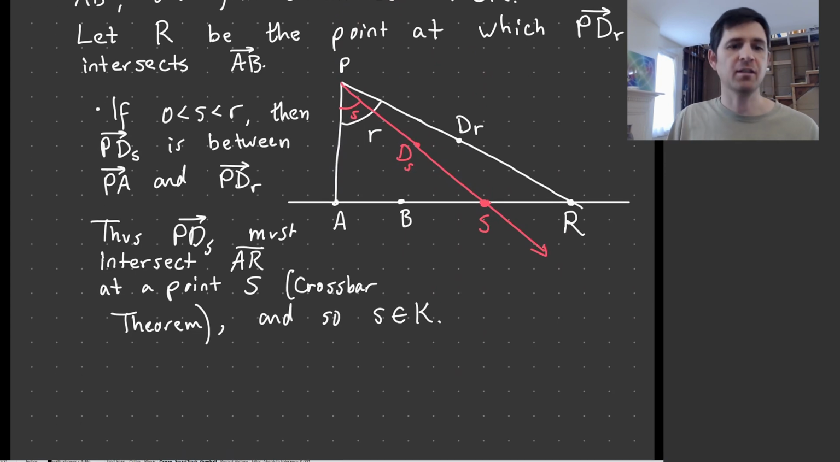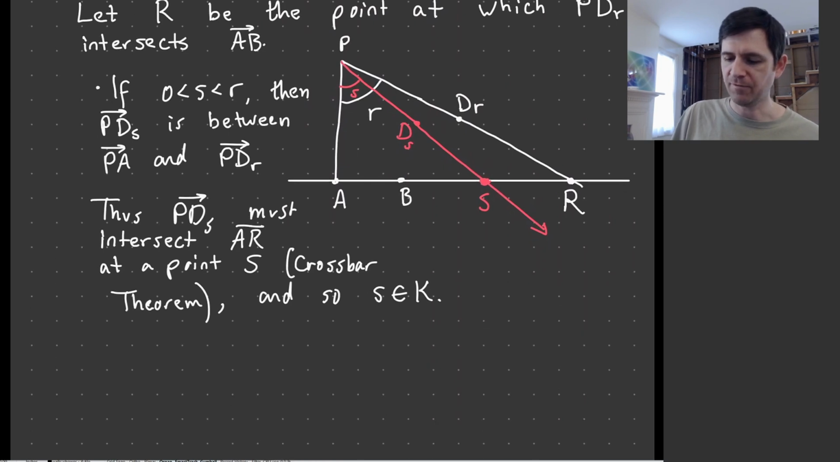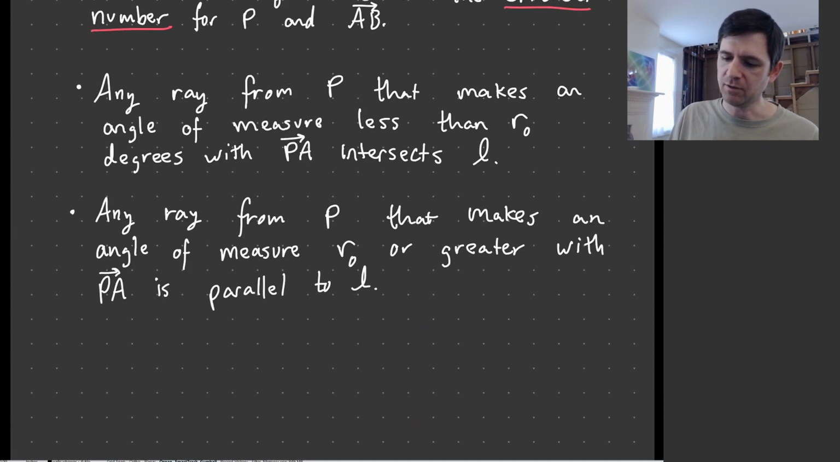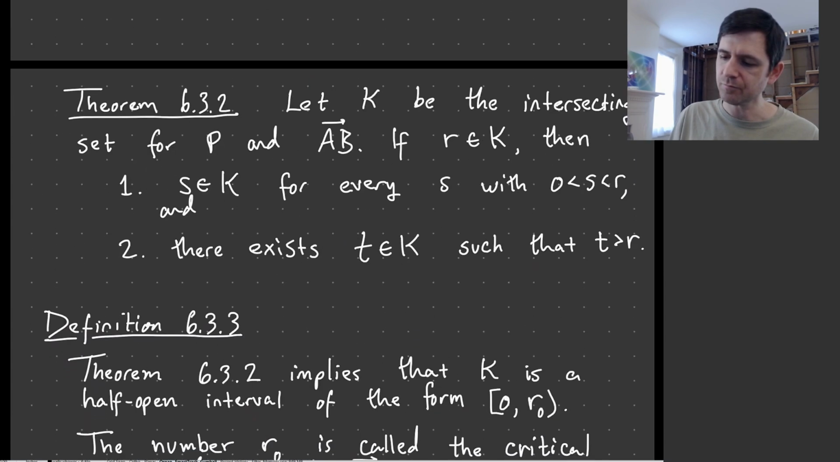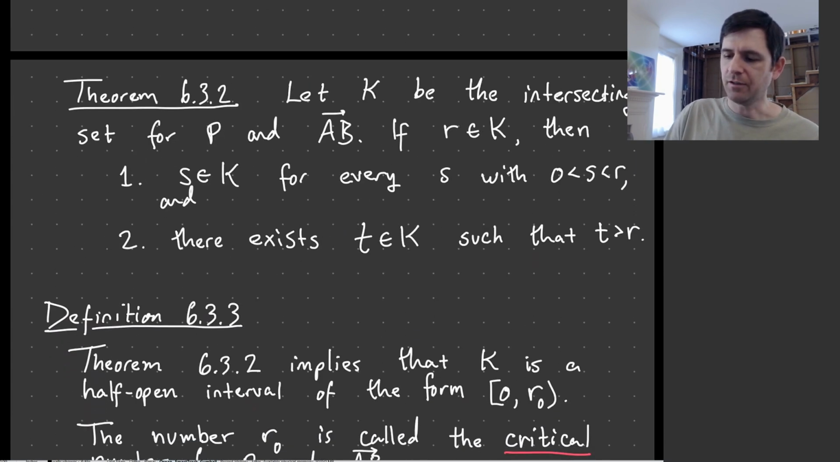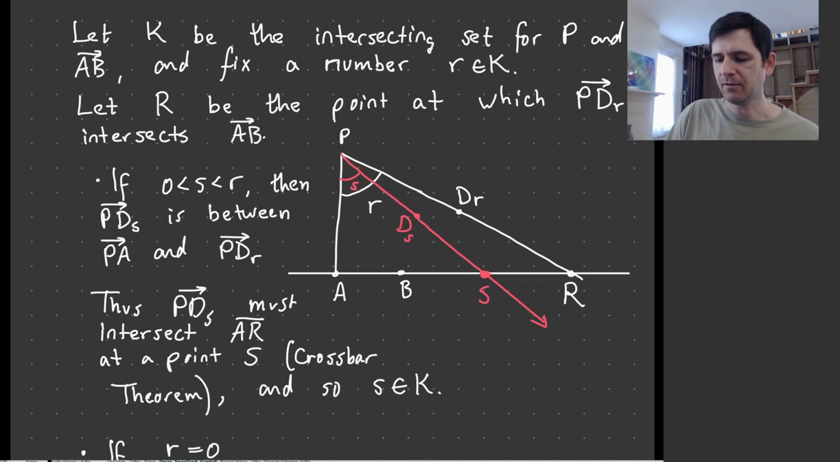Right, because K is the intersecting set, we see that the ray determined by S, the angle S, intersects L, so it's in the intersecting set. Okay, so that's the first statement. And then the second statement, first we consider the case where R is equal to 0, because in the second statement, it's not assumed that T is not equal to 0, so we need to consider that case.